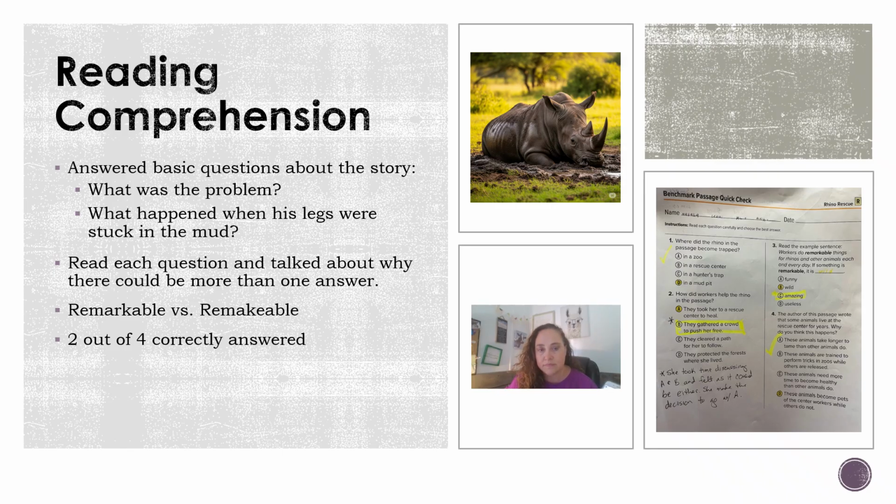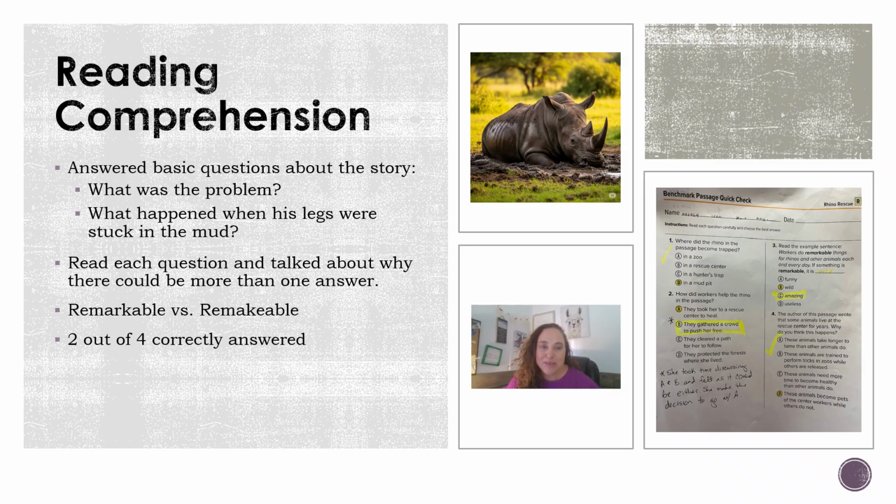His legs were stuck in the mud. And what happened when his legs were stuck in the mud? She was weak. What does weak mean? Like, it's a word in Spanish. Tired and lazy.